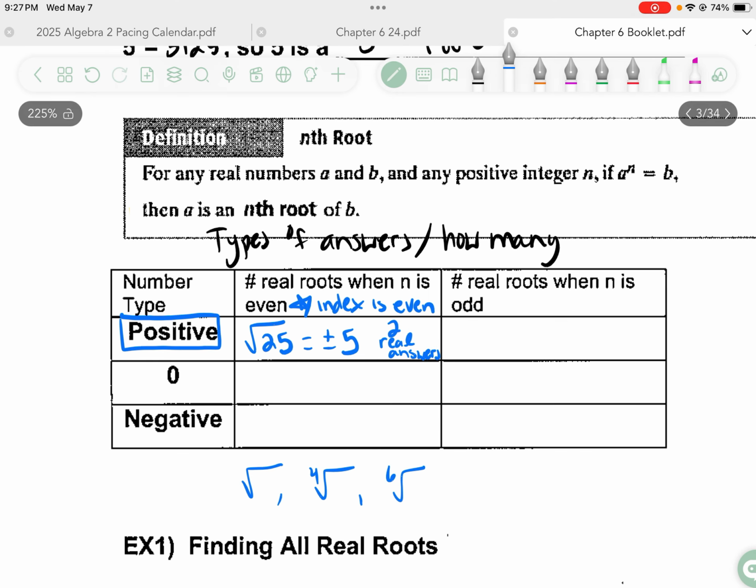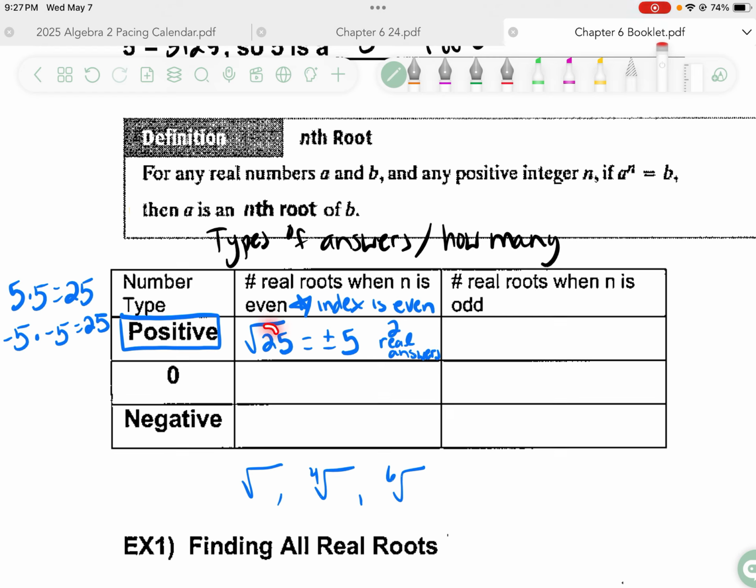Remember, it's plus or minus 5 because we know that 5 times 5 gives us a positive 25. But also negative 5 times negative 5 gives us 25. So we don't know how this 25 was created. That's why you have to make sure you assume that it could be a positive 5 that created it or a negative 5. That's why we have 2 answers.